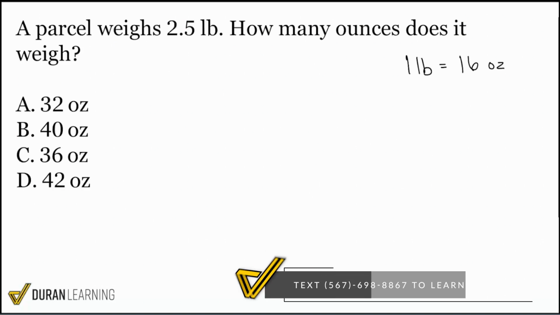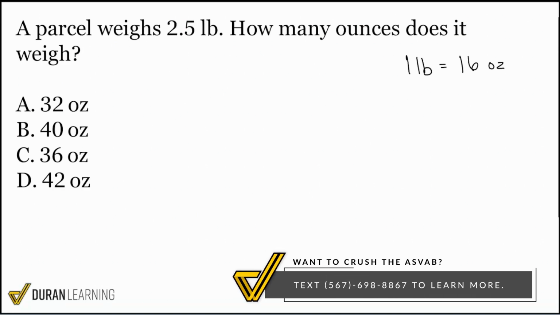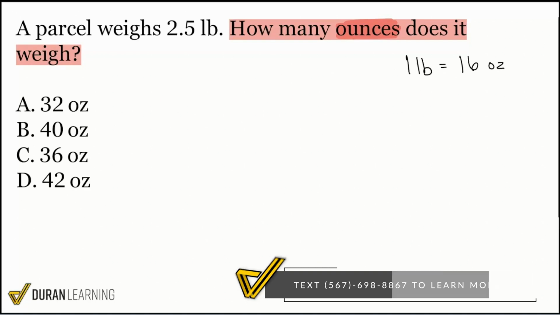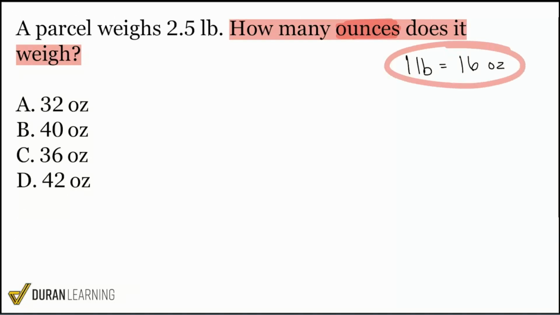All right, let's get into it here, everybody. The first thing we're always going to do is read that question first. The question reads, how many ounces does it weigh? All right, so at the end of the day, we're looking for the weight of some item, and we're looking for it specifically, again, in ounces. So we have our unit conversion listed right here. 1 pound equals 16 ounces. And it looks like we're starting off at 2.5 pounds.